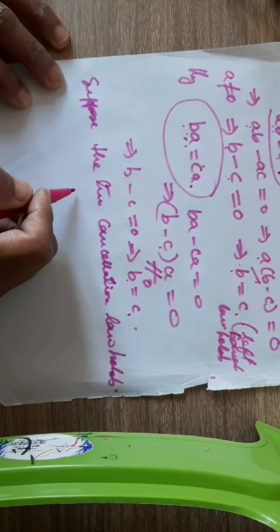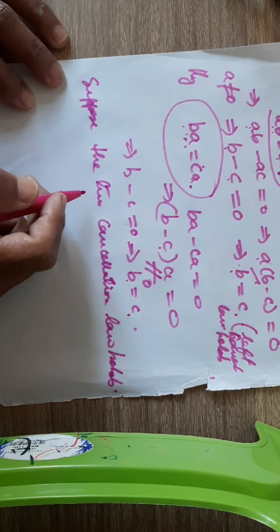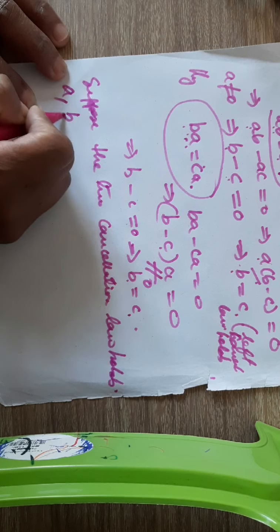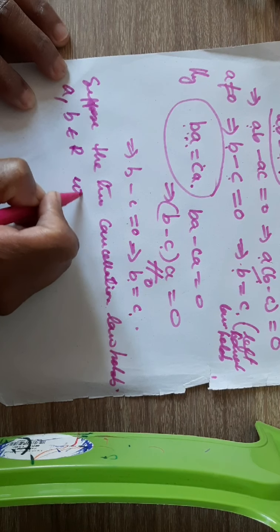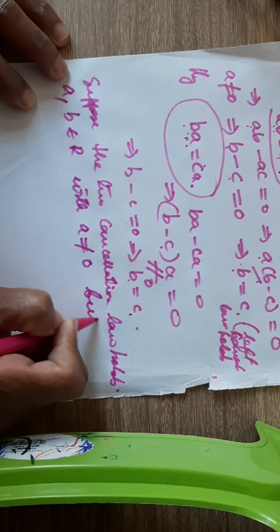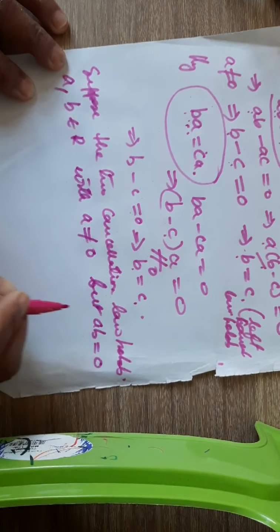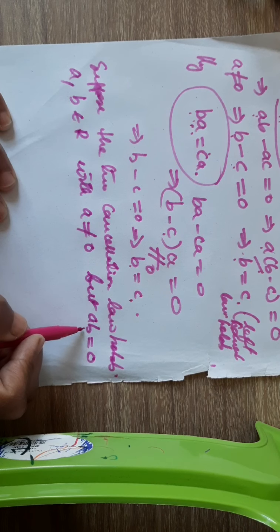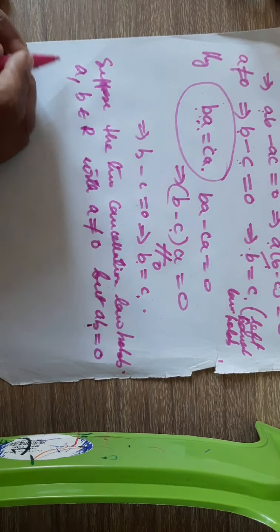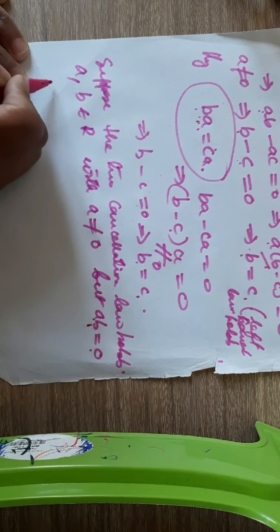Now what we need to prove is that this ring has no divisors of 0. So let us take elements a and b belonging to R, with a different from 0, but their product ab is equal to 0. How to prove that b should be equal to 0 in order that R is a ring without 0 divisors? So what you need to do now, ab is equal to 0.